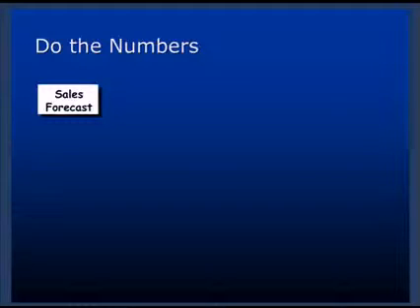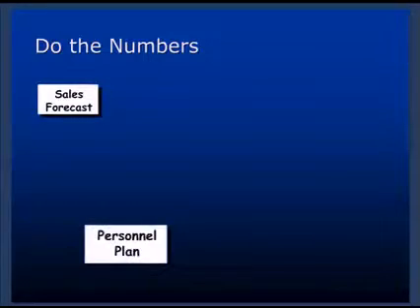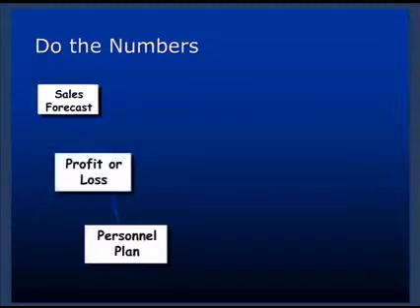So you want to have a sales forecast. Typically this will be 12 months monthly and then year 2 and year 3 annually. And it will include sales and cost of sales, also called cost of goods sold. We'll look at that in more detail later. Personnel plan for the same times, and that plus the sales forecast becomes the core basis of your profit or loss. Sales less cost of sales is gross margin. Then expenses, interest, and taxes are subtracted to give you the profit.